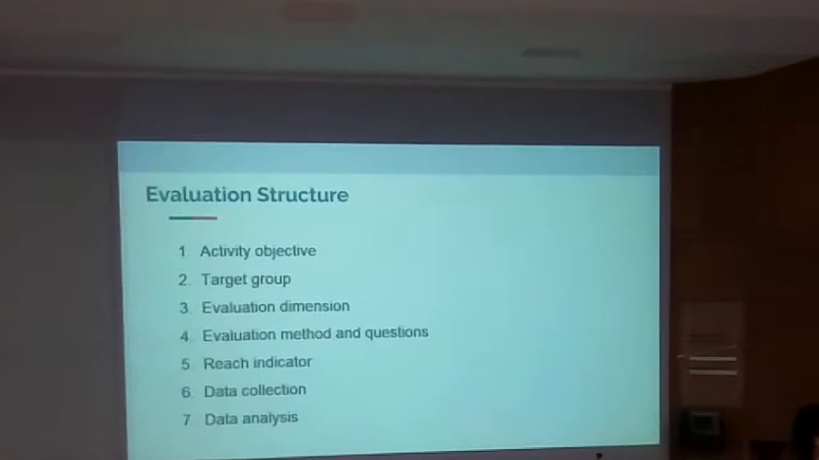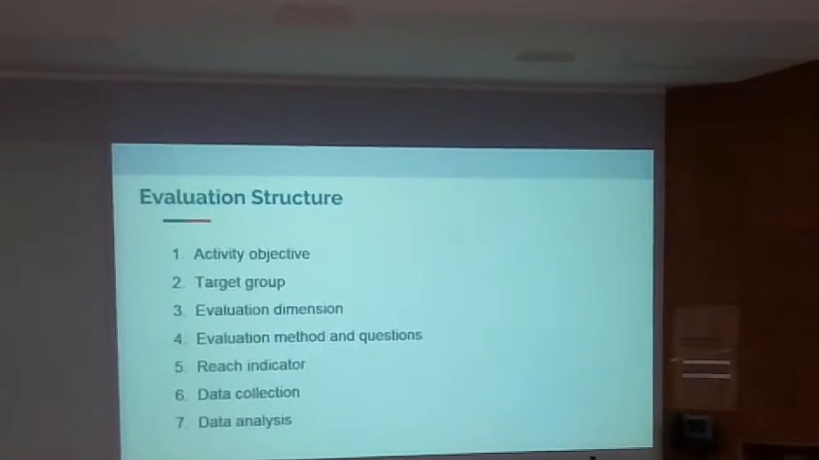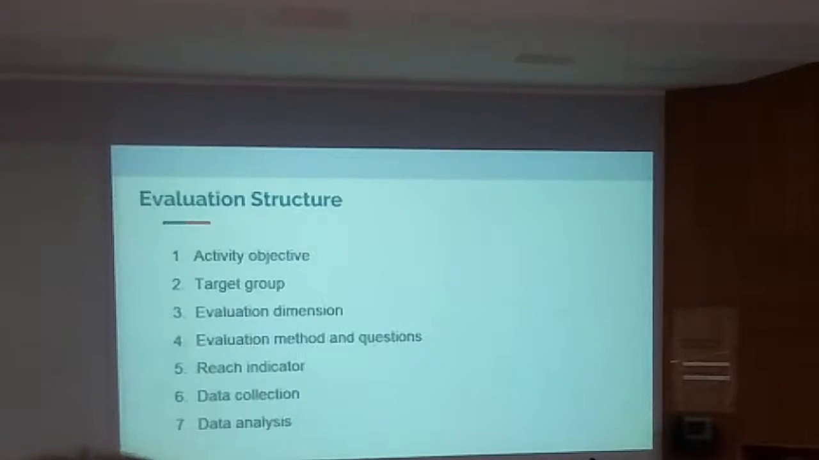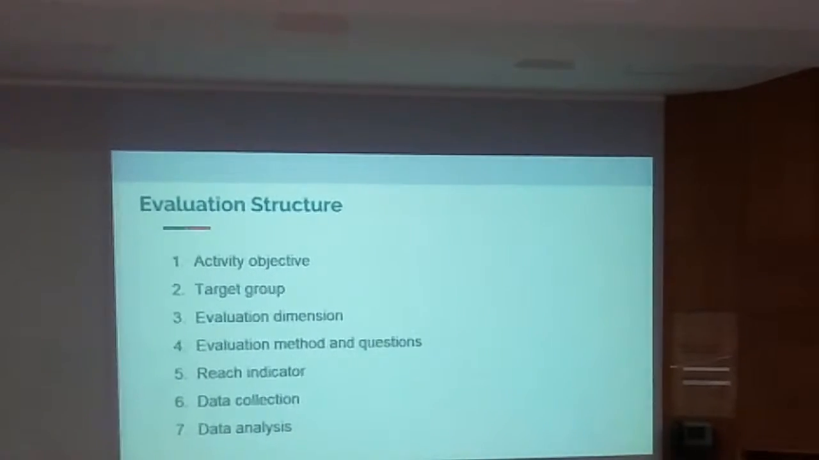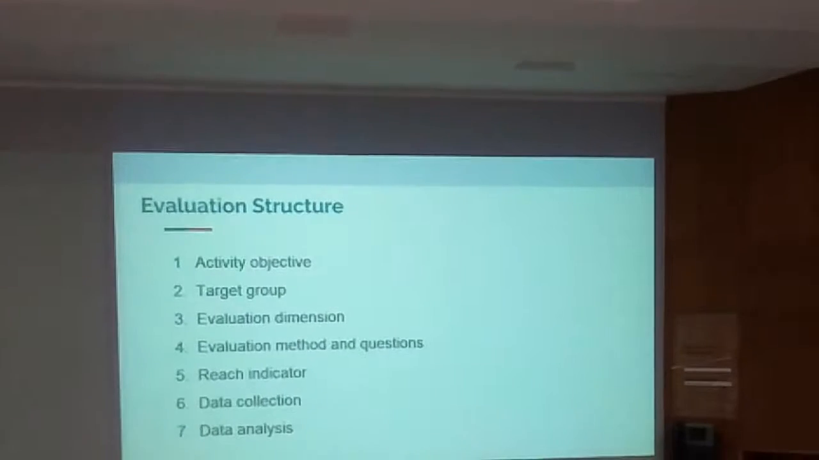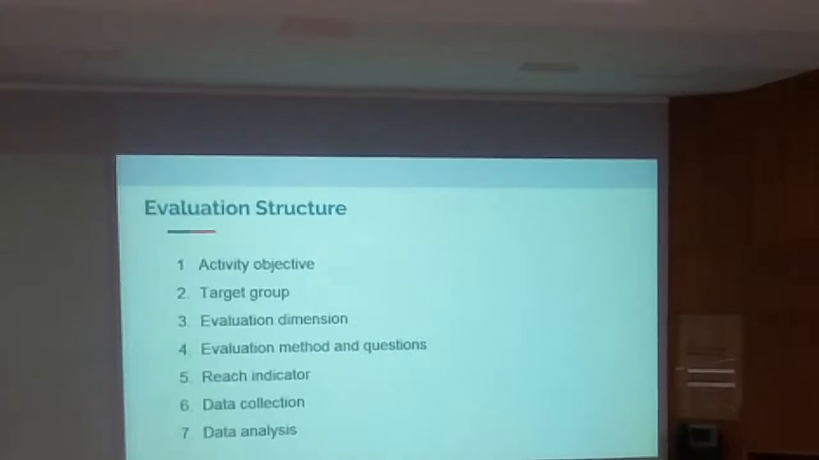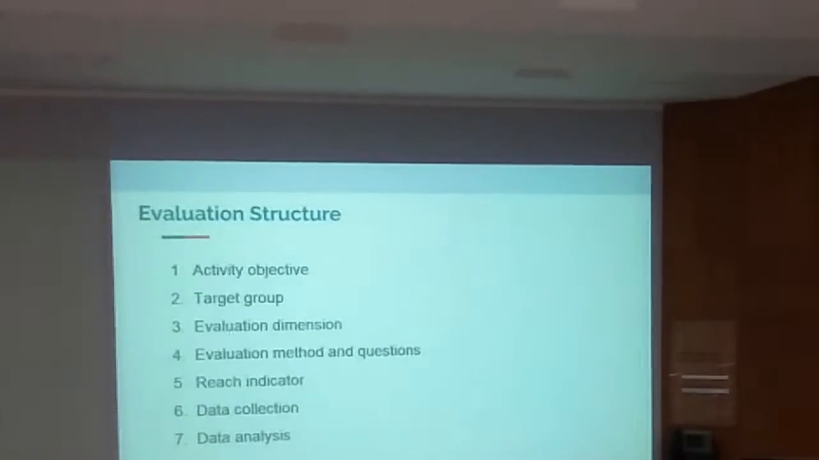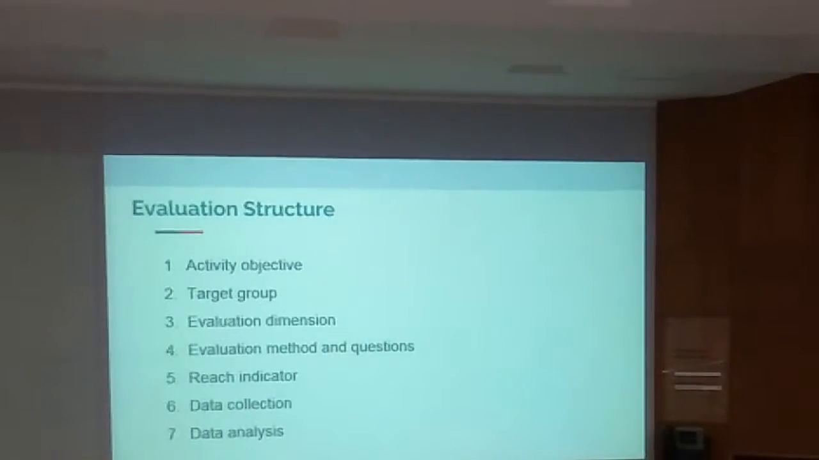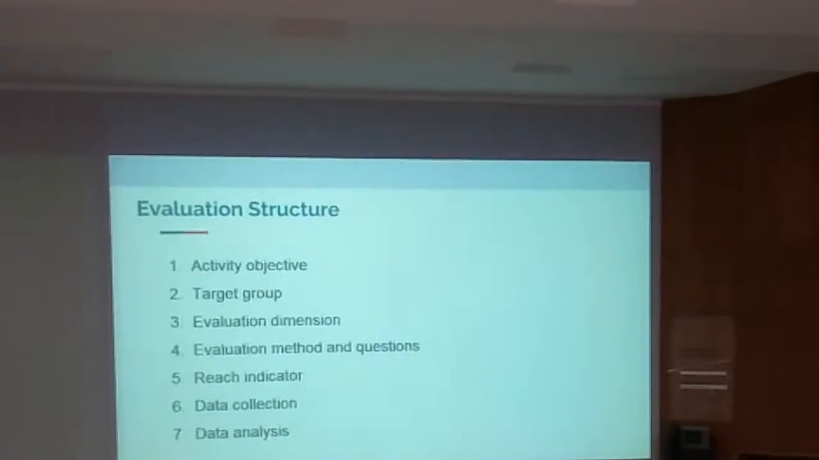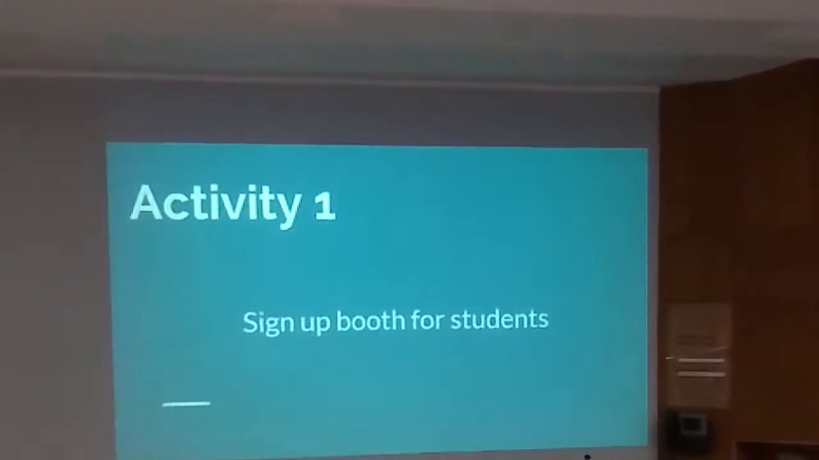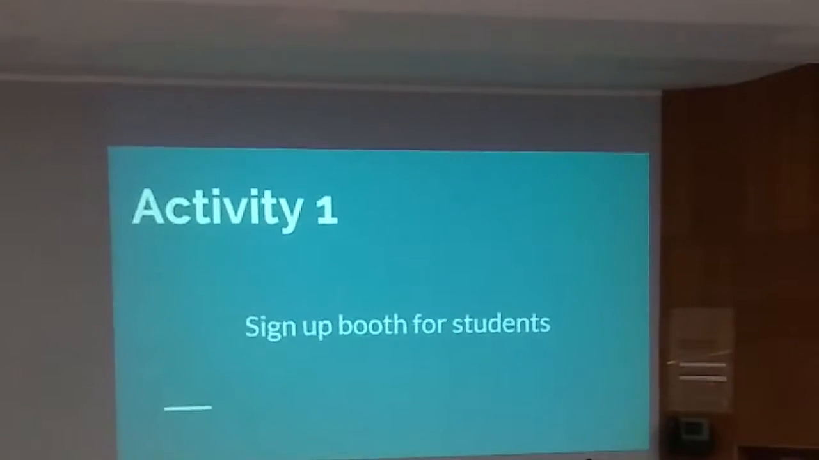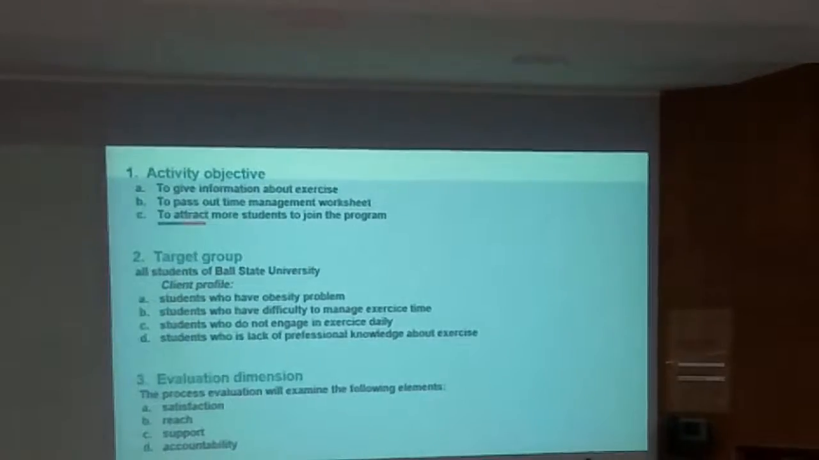Well, as we are doing process evaluation, we select two of the activities from the various activities. And here is our evaluation structure. We would evaluate these two activities using these aspects: activity, objective, target group, evaluation dimension, evaluation method, research indicator, data collection, and data analysis. Well, here let's move to activity 1, which is sign up booths for students.